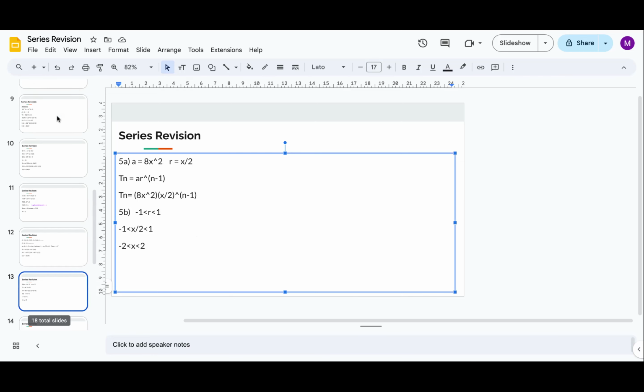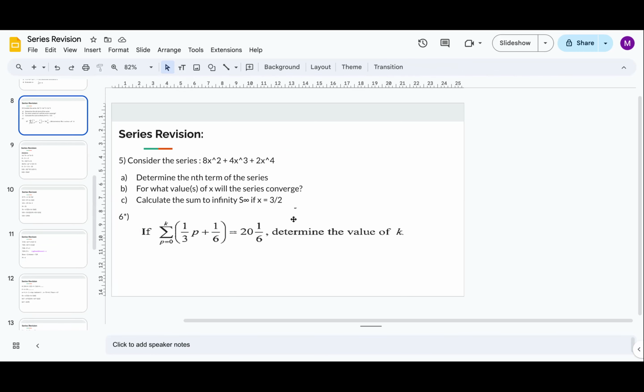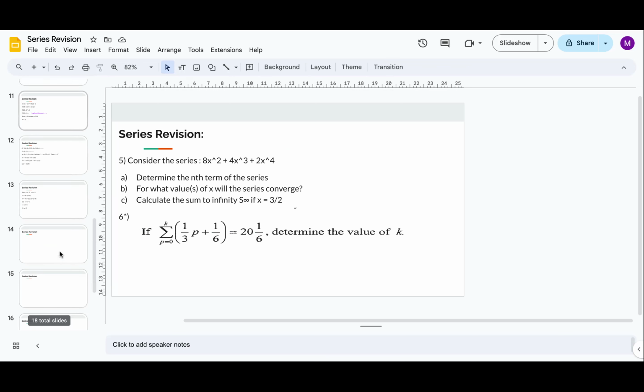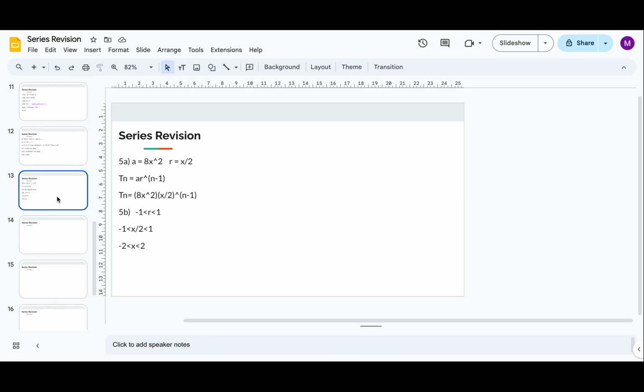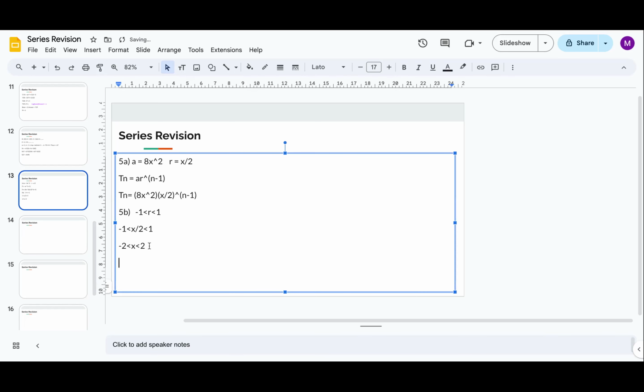Okay, let's go through 5c. Now 5c asks me to calculate the sum to infinity if x is equal to 3 over 2. So instead of some variable x, they actually give me a number that I can plug into my x, which is 3 over 2, and they want us to work out the sum to infinity. Now the sum to infinity, S infinity, is equal to a over 1 minus r.